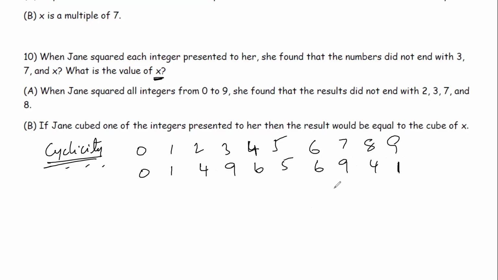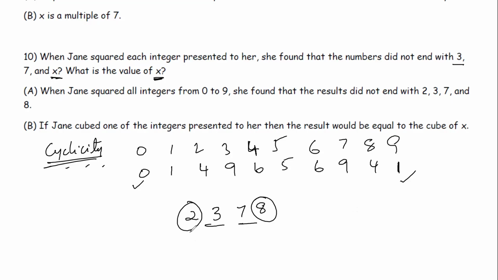So what you realize is that the result can end with 0, 1, but it's not ending with 2, it's not ending with 3, it's not ending with 7, it's not ending with 8. But it's ending with all the other digits. So out here, it says it does not end with 3, 7, and x, where x could be 2 also and 8 also. So if you know this cyclicity concept, then you know which direction to go in. Otherwise, there are infinite theories and concepts under number theory.